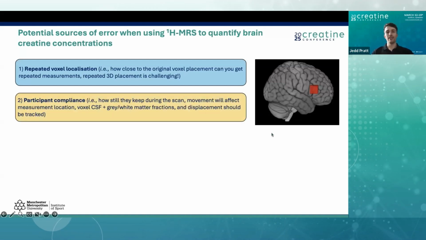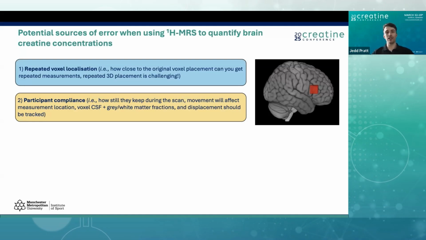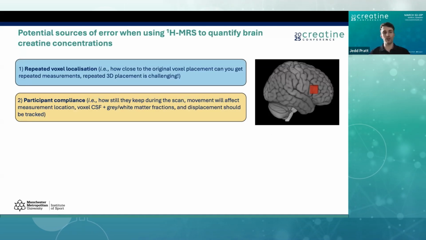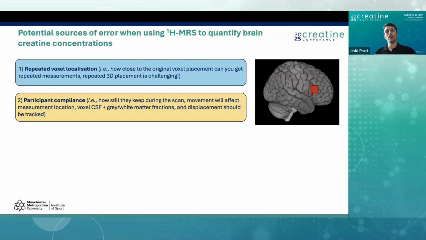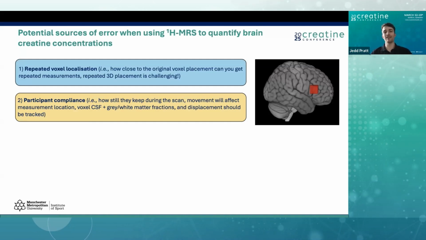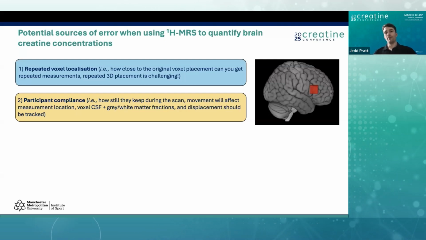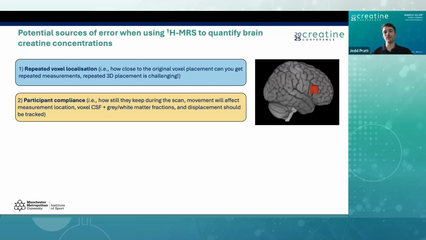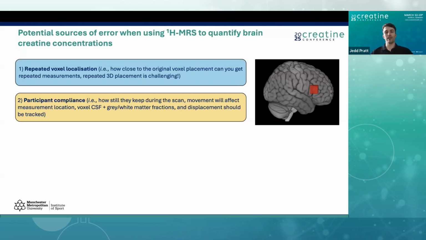The second factor is in relation to the participant, and you have a bit of control with this, but also some of this is out of your hands. But it ultimately comes down to how still the participant can stay in the scanner, as any movement of their head or even their body might affect the measurement location in the brain. And this will then have a knock-on effect of differences in the tissue fractions of the voxels, and then ultimately the quantification of creatine that you're picking up.